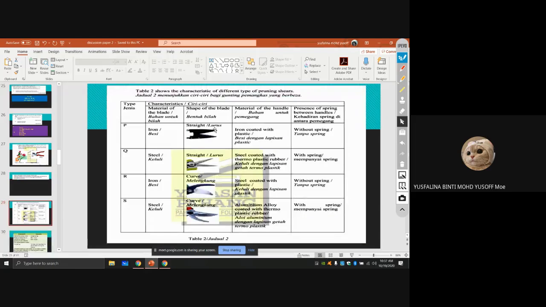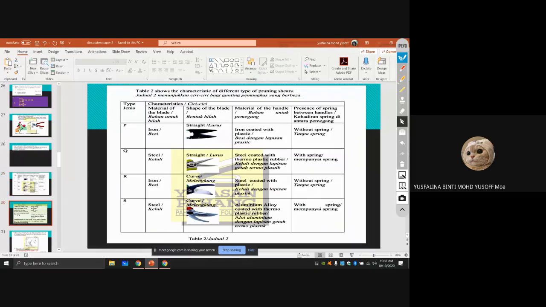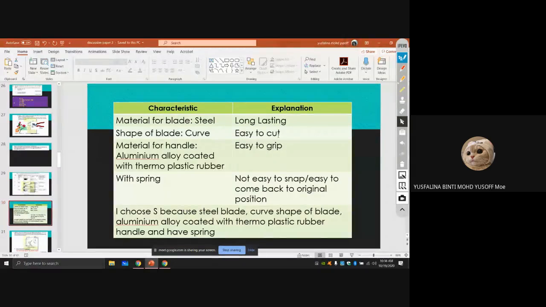So this is the characteristic. They have 4 types, P, Q, R and S. The material you can choose whether iron or steel. The shape may be straight or curved, and the last one is the presence of the spring. The first one is the material, which we should choose steel. Material for the blade is steel. Why? Because it's long lasting. And then the shape of the blade should be curved, because it is easy to cut.